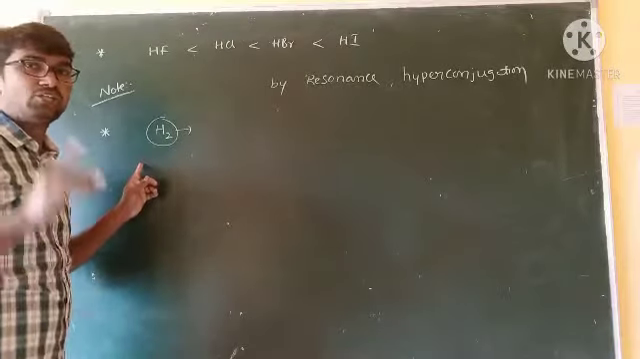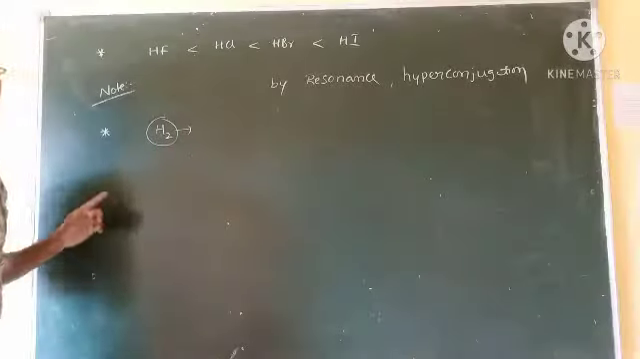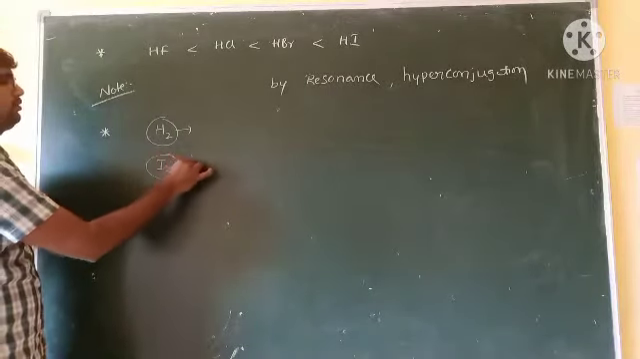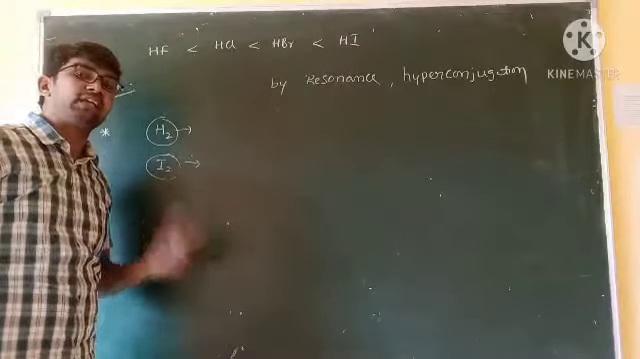Right. Last one. H2 is the shortest bond length diatomic molecule. Right. And I2 is the highest bond length diatomic molecule.